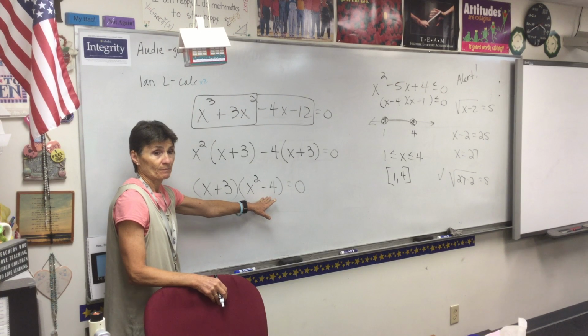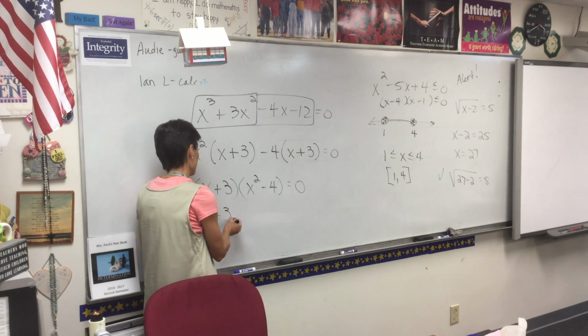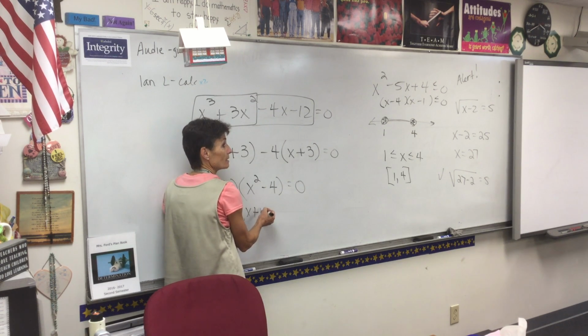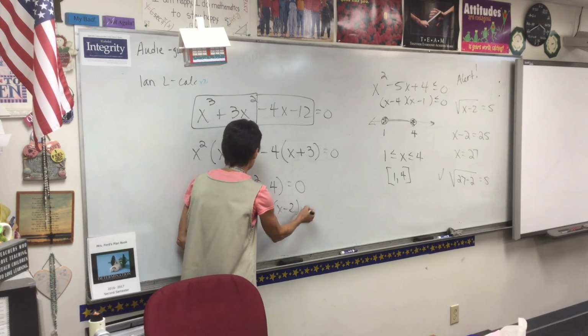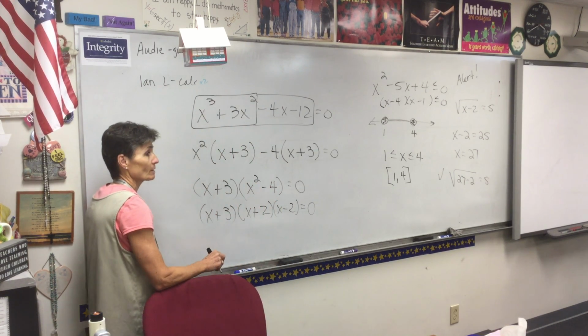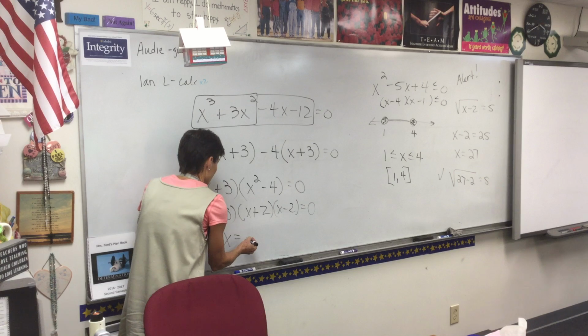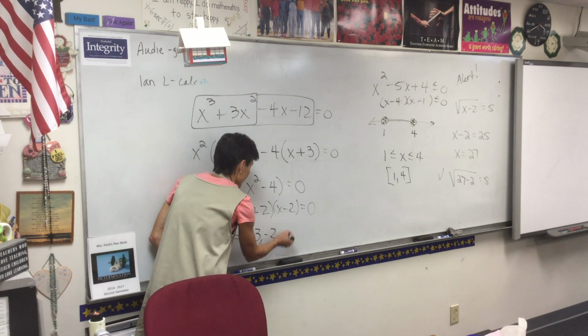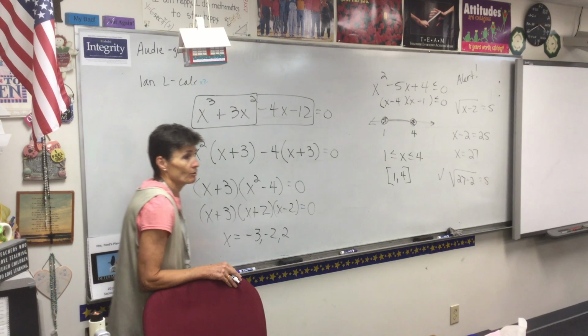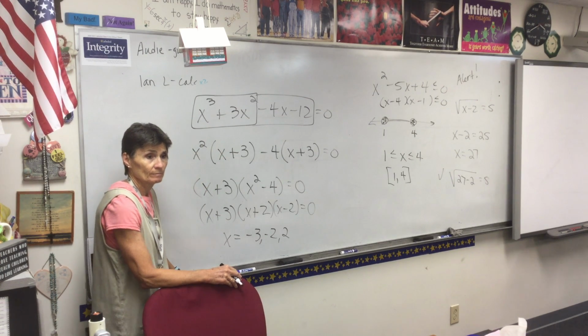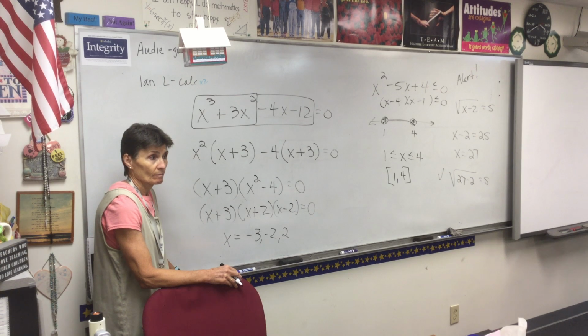What about that? That's the difference of squares, so it's x plus 2, x minus 2. Yep, in either order, doesn't matter. No number line, just write the answers. What does x equal? Negative 3, negative 2, and 2. Is that what you said? Order doesn't matter, so that's great. Everybody okay with that?